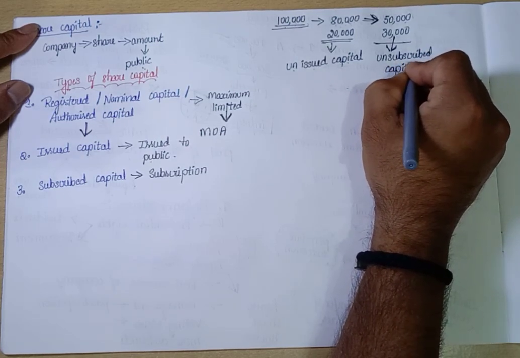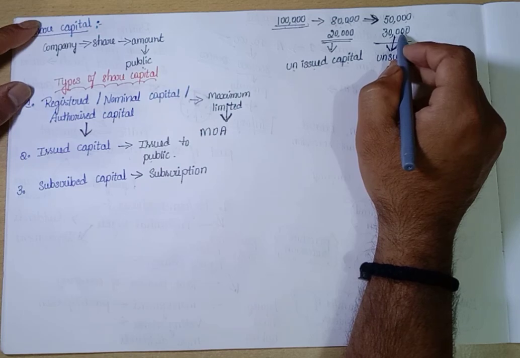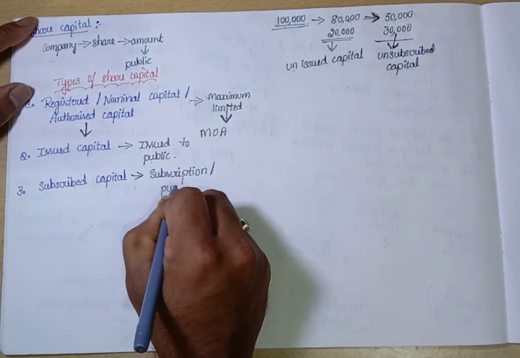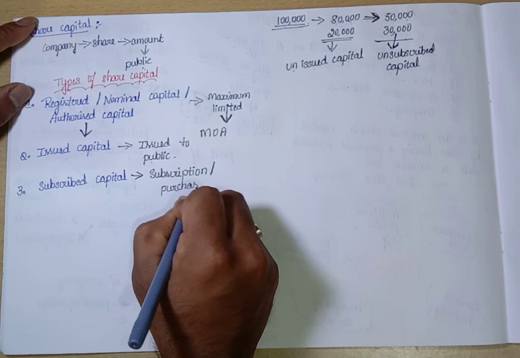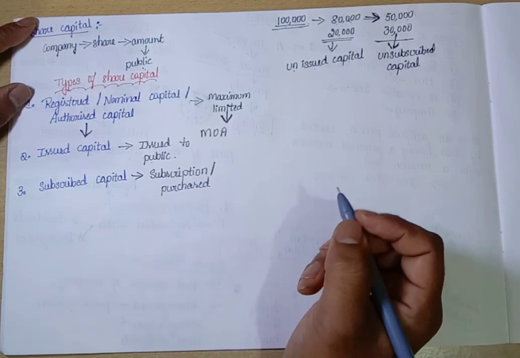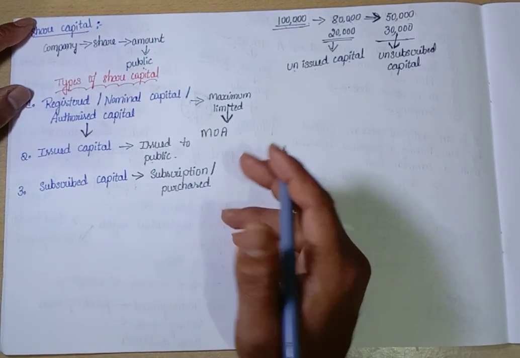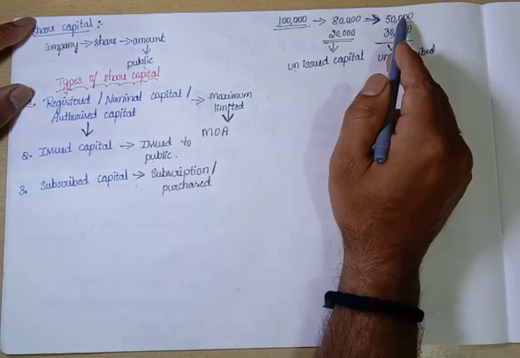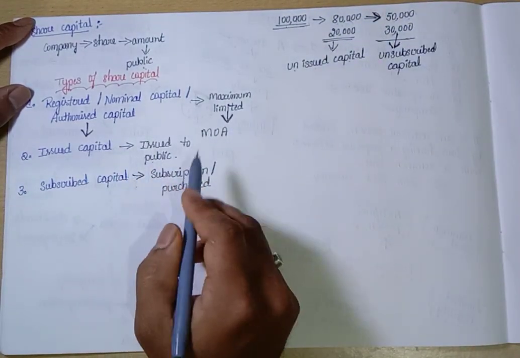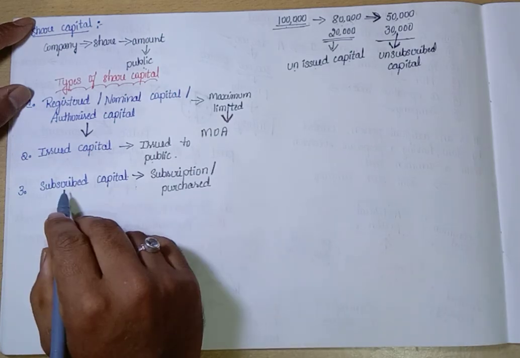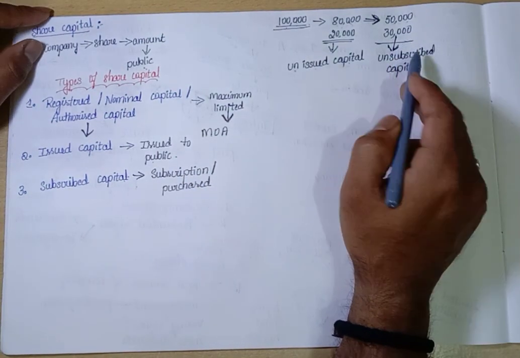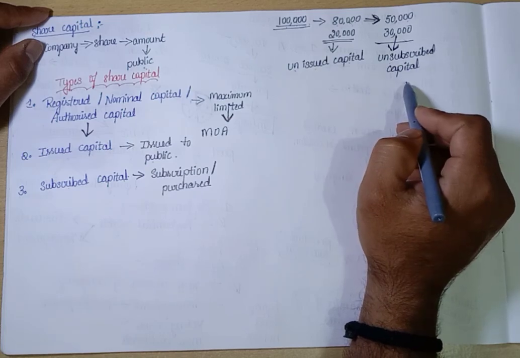Unsubscribed capital. So 30,000 is not purchased by the public. Out of 80,000 issued capital, only 50,000 is purchased, meaning subscribed by the public, and that is called subscribed capital. The remaining 30,000 is not purchased, and that is called unsubscribed capital.